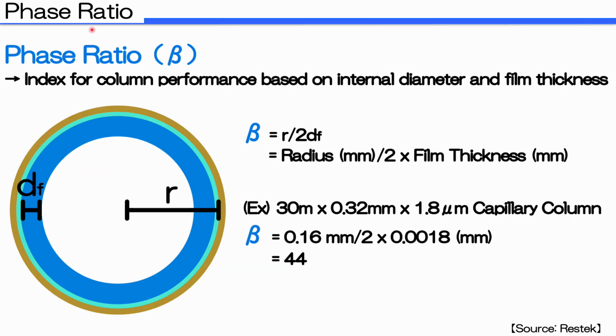Here is about the phase ratio beta. This is an index for column performance based on internal diameter and film thickness. Beta is calculated by dividing the radius by the film thickness multiplied by 2. For example, if you are using a 30 meter length, 0.32 millimeter internal diameter, and 1.8 micrometer film thickness column, the phase ratio beta is calculated to be 44.